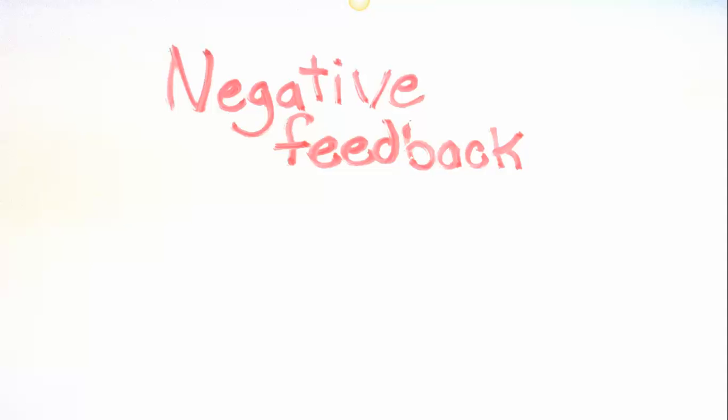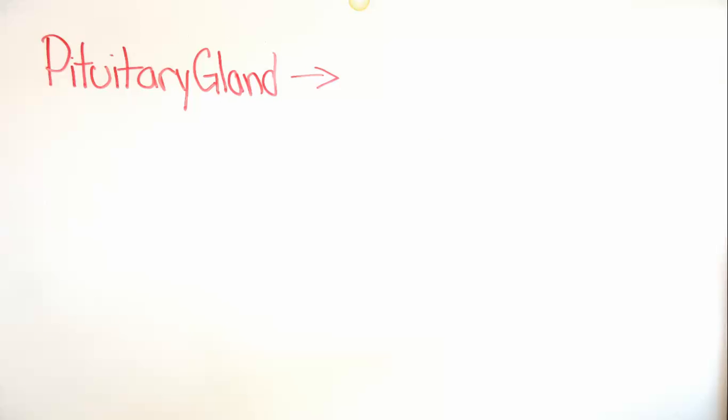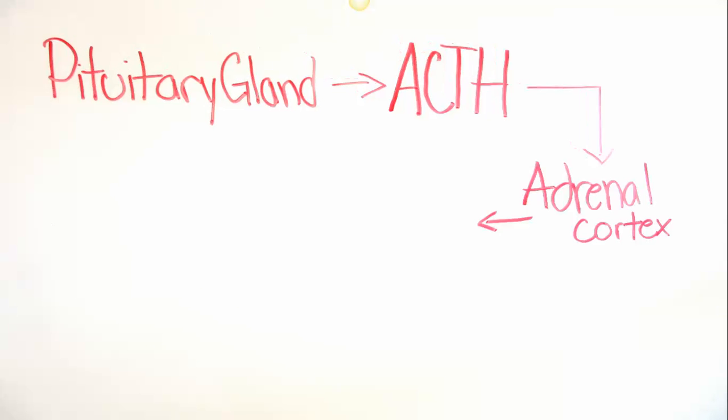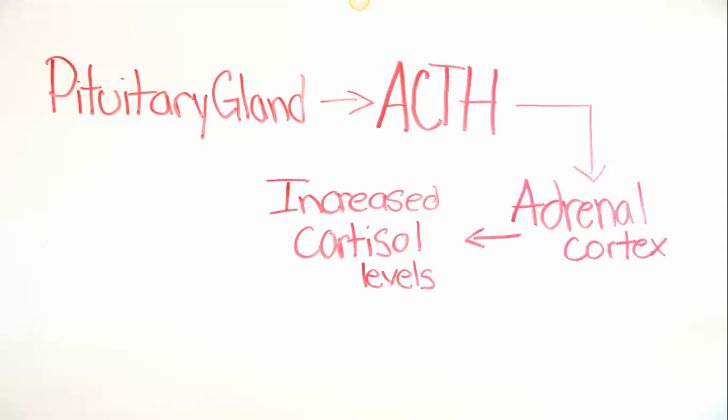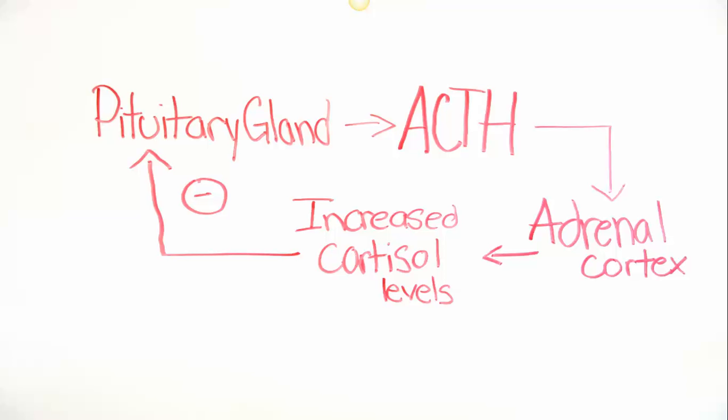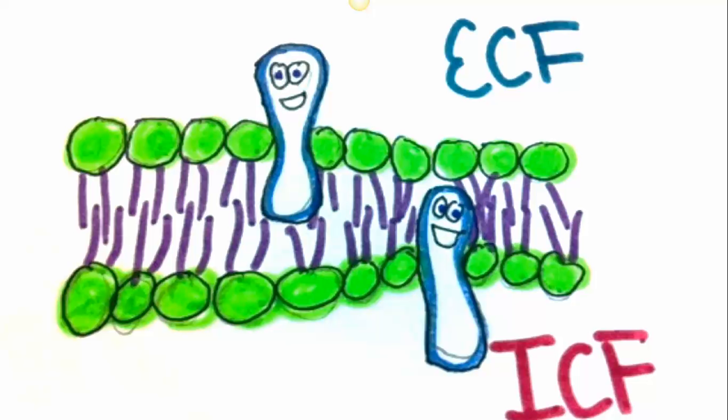The negative feedback: when cortisol levels drop, the pituitary gland monitors that and releases ACTH. This stimulates the adrenal cortex, where cortisol is released, therefore increasing cortisol levels in the blood. This causes negative feedback. Cortisol and aldosterone are steroid hormones, meaning they are hydrophobic. This allows them to easily pass through the cell membrane.